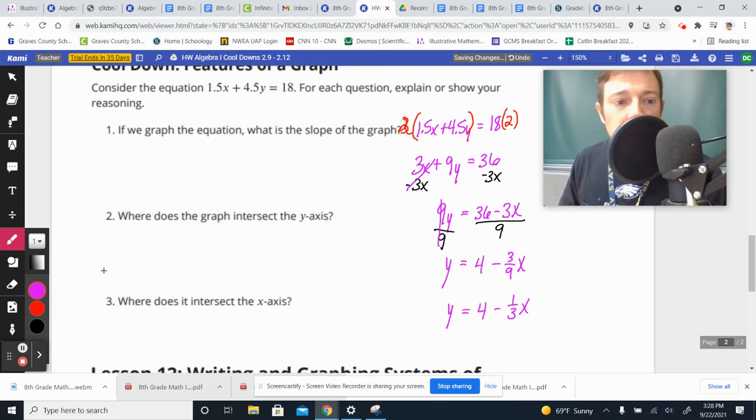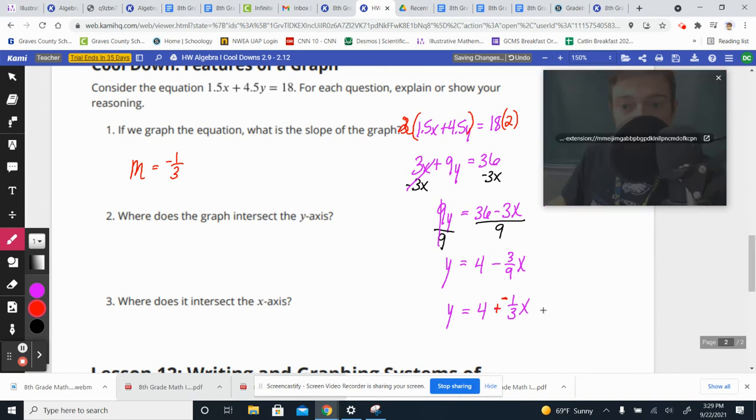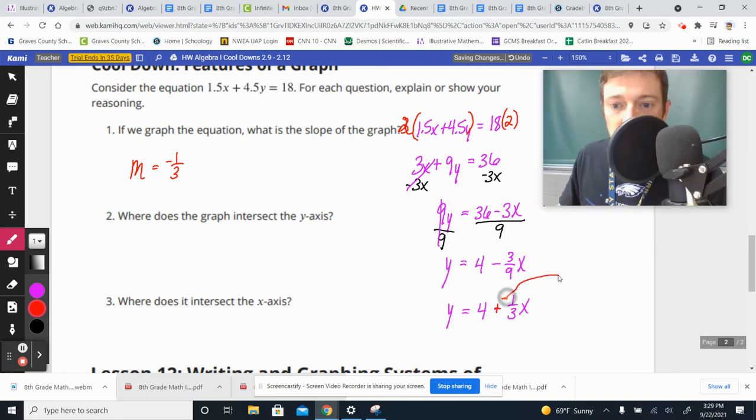But here we go. We got a lot of good information right here. I'm going to go ahead and add the opposite over here. And so I can see that this is negative 1/3 and 4. And this information over here is giving me some stuff that's helpful. I know that my slope is going to be negative 1/3 because of this. It says for each explain or show your reasoning. This is my shown reasoning over here. So this is my slope.